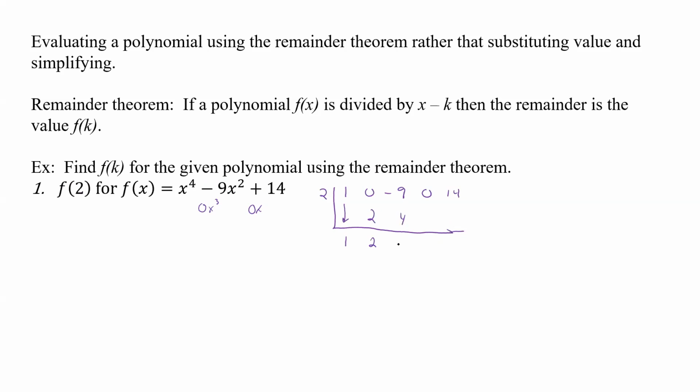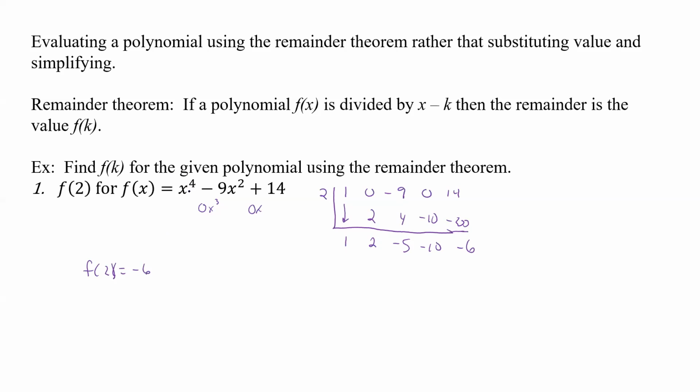Negative 9 plus 4 is going to be a negative 5. That gives us a negative 10. Add those together, that gives us a negative 10. Now that gives us a negative 20. And then negative 20 plus 14 is going to give us a negative 6. So that says that f of 2 is equal to negative 6.